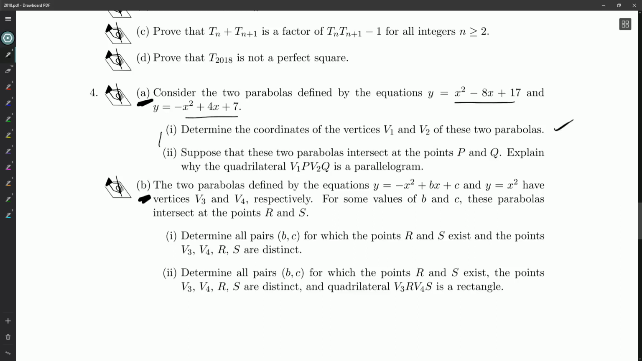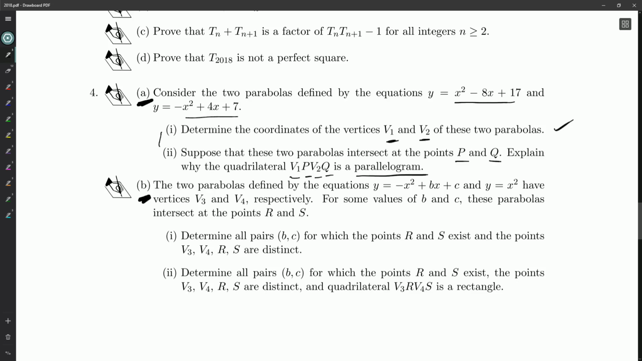And 2, suppose that these two parabolas intersect at the points P and Q. Explain why quadrilateral V1, P, V2, where the V's are the vertices, Q is a parallelogram. It's a parallelogram. And just a quick glance down at B, looks like we've got other parabolas.